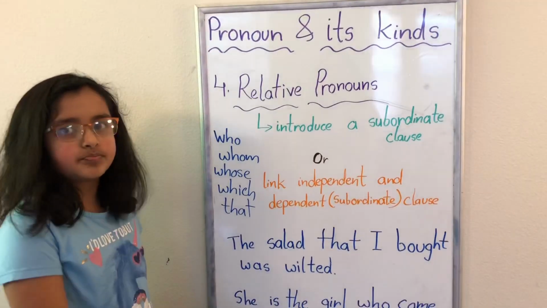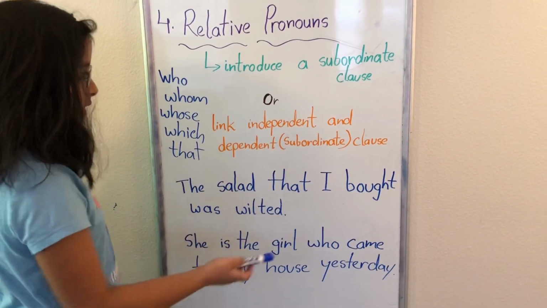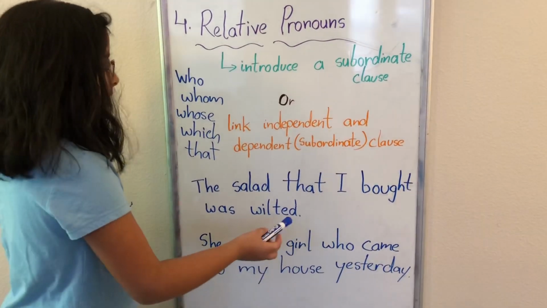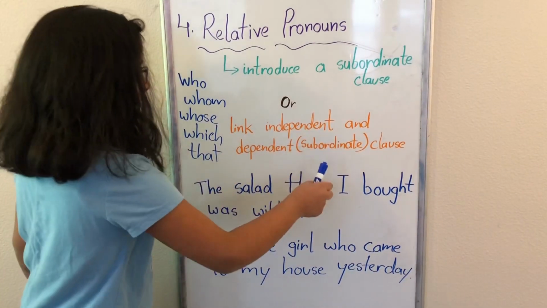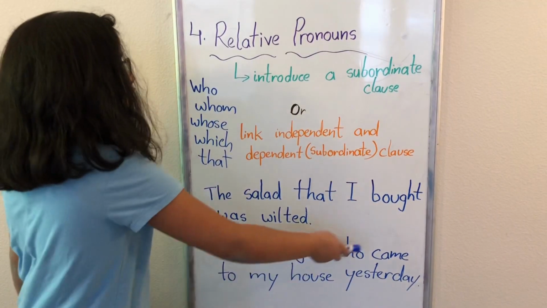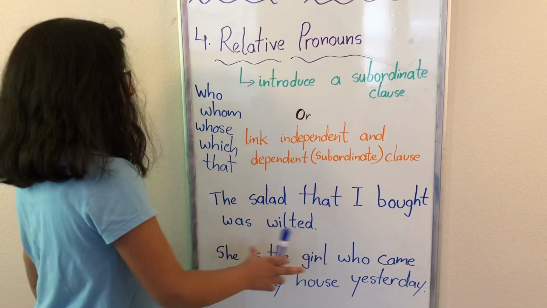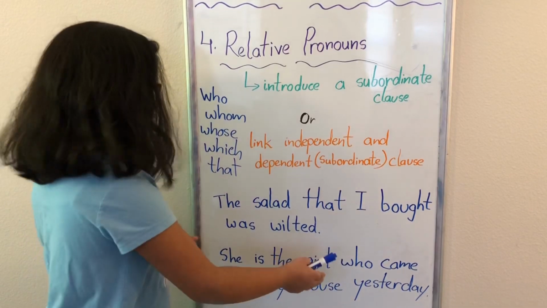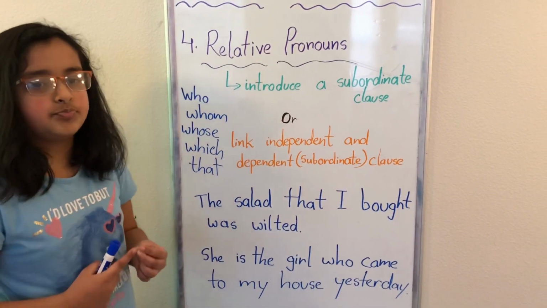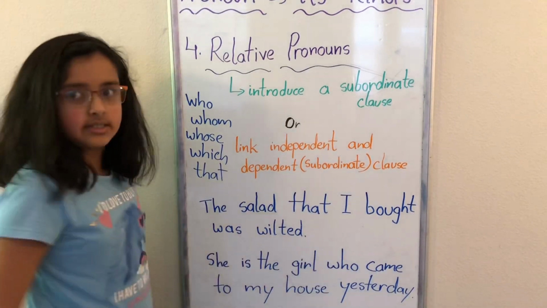Some sentence examples could be, the salad that I bought was wilted. Here, that is the relative pronoun because it is linking the salad and I bought was wilted together. And, she is the girl who came to my house yesterday. In that sentence, who is combining she is the girl and came to my house yesterday together. So who is the relative pronoun here, right? Yeah, who is the relative pronoun.